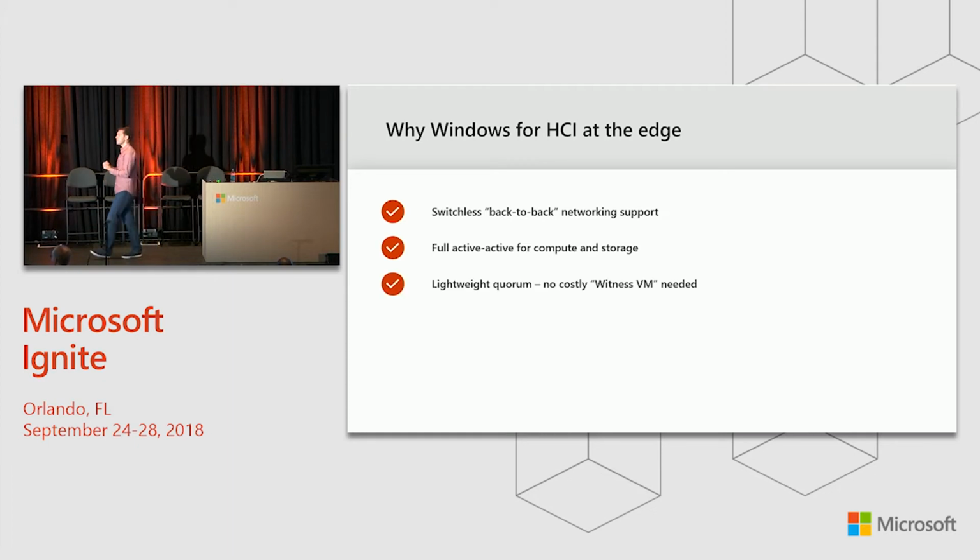And we have a very lightweight solution for quorum. So unlike some other solutions, we don't need a witness virtual machine to be running somewhere. You can have a true 2-node cluster that's self-contained. We've actually been building on that advantage. So in Windows Server 2019, we've added the ability to use a USB key or a NAS as the witness, which makes it even more true that even without an internet connection, you can have just a self-contained 2-node cluster running Windows Server for hyper-converged.